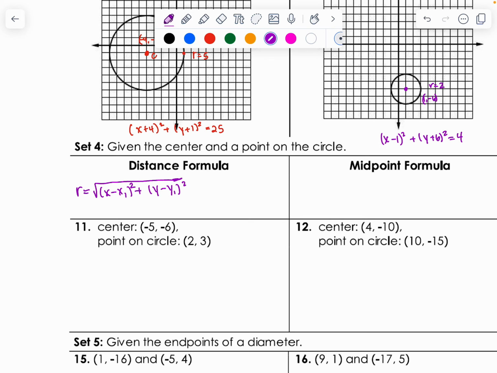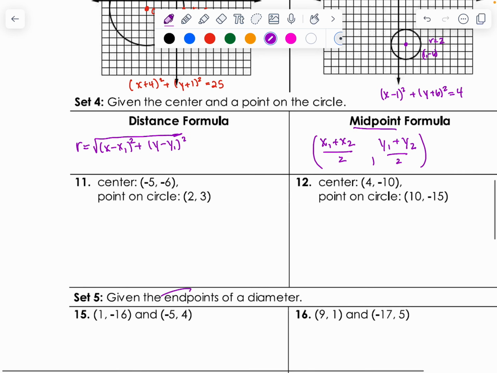With h and k being the point you're testing. Your midpoint formula is literally the average of your x's, so it's x1 plus x2 divided by 2, and y1 plus y2 divided by 2, the average of the y's, and this gives you the midpoint. And the midpoint's great if you know the endpoints of a diameter, because then you can find the middle, and the middle of that would therefore be the center of your circle.